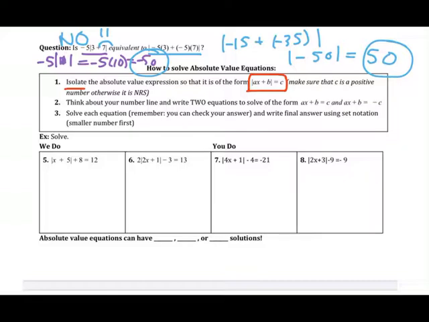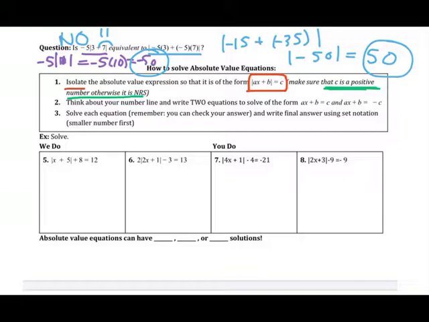Also, just like we saw on example 4, you need to check to make sure that C is a positive number after you do that. If it's not a positive number, it's going to be no real solution. Step 2, think about your number line. How far from 0 above would that number be, and how far from 0 below would that number be?